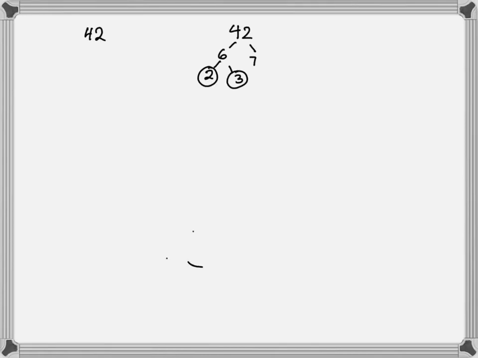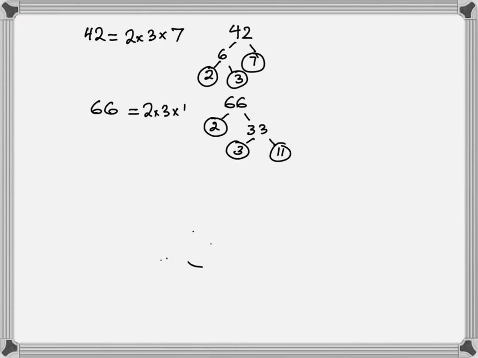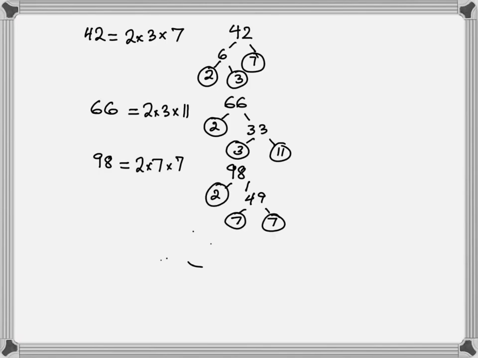Let's look at 42. So 42 is 6 times 7, and 6 can be broken apart. Same thing with 66, as you see, right? And you have 98, which is like that. All right?